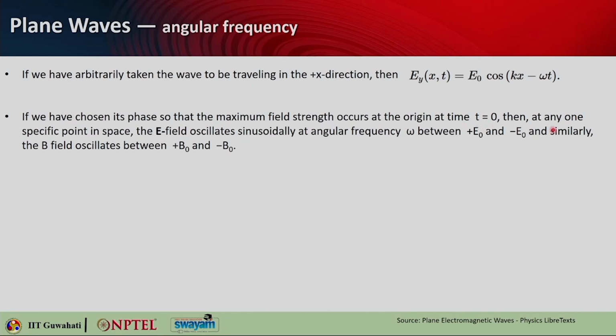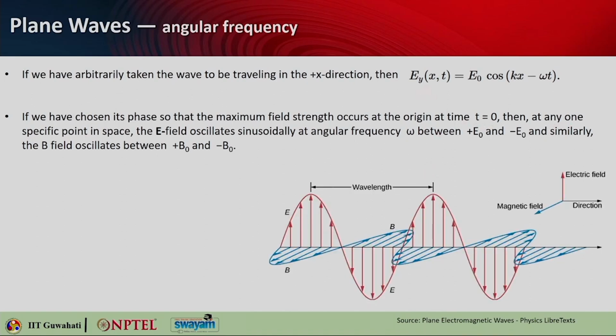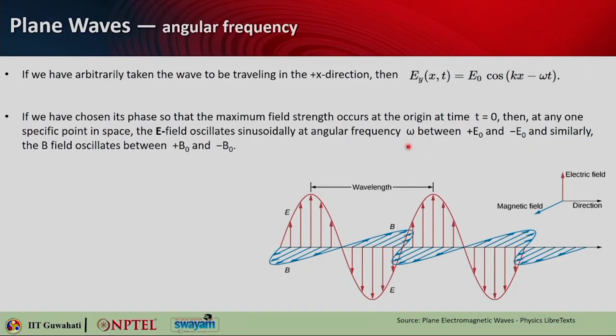Then at any point of space, the electric field oscillates at an angular frequency of ω between plus E0 and minus E0. Let's assume that the maximum amplitude is E0, and on the negative side it is minus E0. So it is oscillating between plus E0 and minus E0, and the frequency is ω. Similarly, the magnetic field, the B field, is oscillating between plus B0 and minus B0. So this is how it has been defined.